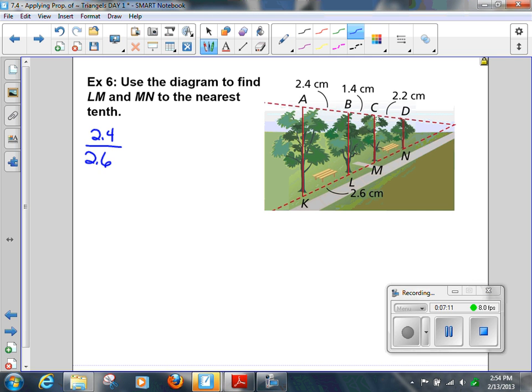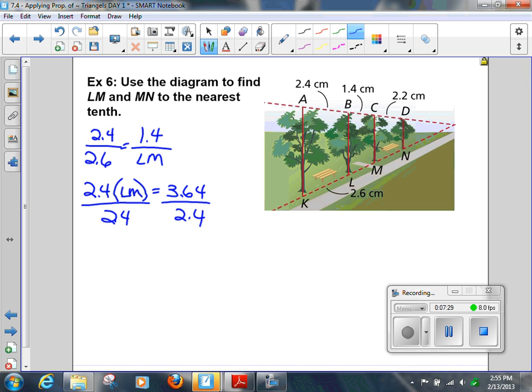2.4 over 2.6 is equal to 1.4 over x, which is LM, correct? All right, so you get 2.4 times LM. What's 2.6 times 1.4? 3.64. Divide by 2.4 to the nearest tenth. What is 3.64 divided by 2.4?